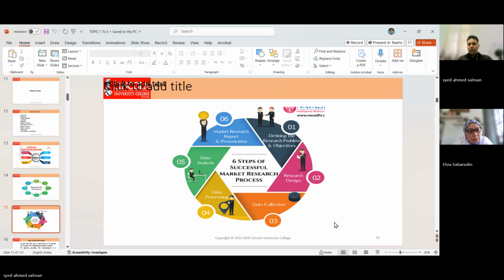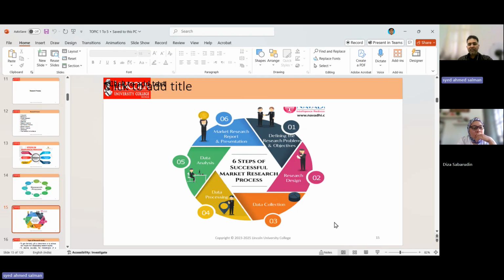So there are two types of data, primary data and secondary data. Easy to understand: primary data is the first-hand information and secondary data is the second-hand information, which is already published in articles. Okay, understood, sir.